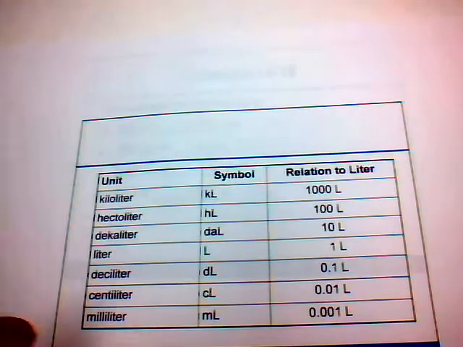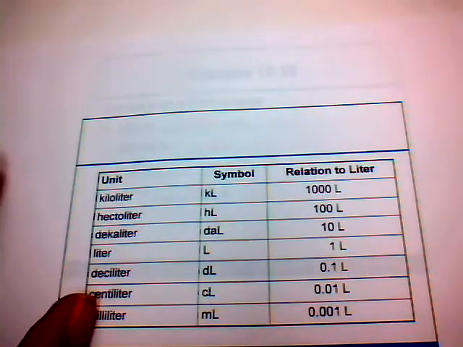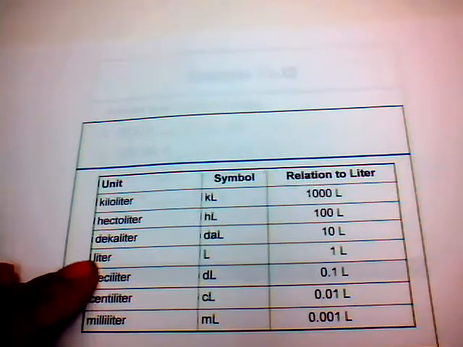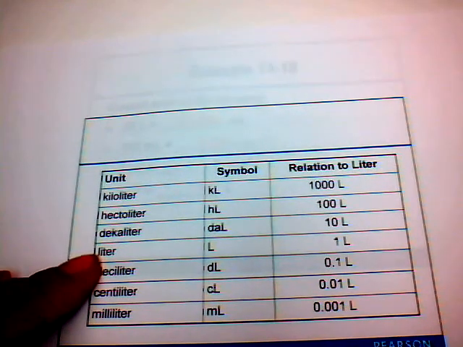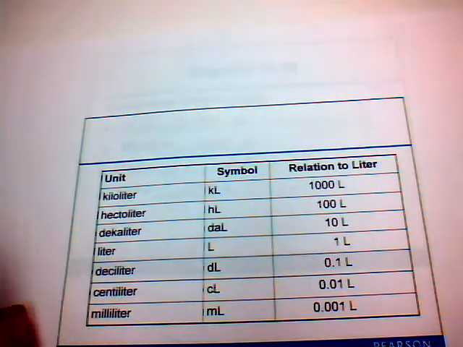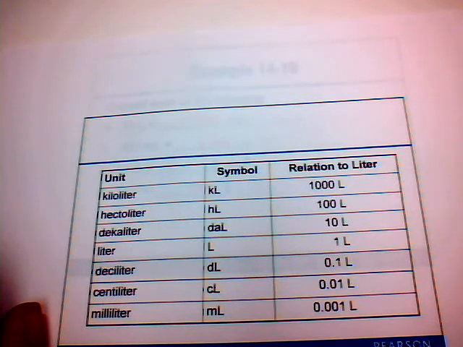Okay, so here is, of course, we should be familiar with this one. This is for liters. We use this for meters, but you should be familiar with these prefixes here. The basic unit for volume is going to be the liter. And that means 1 kiloliter is going to be 1,000 liters.